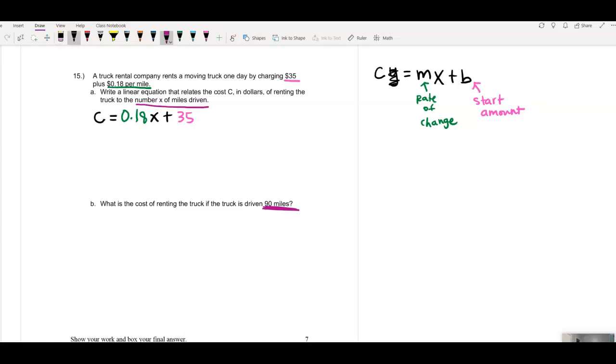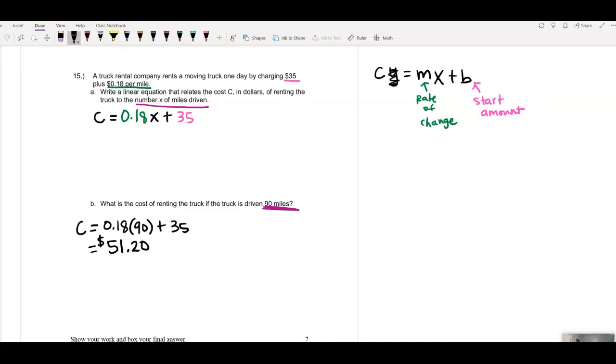So we'll do C, so we want to know the cost of driving 90 miles. So 0.18 times 90 plus 35. Right? And then go ahead and just use your calculator to figure out what the rest of that's going to be. So I got $51.20. So you guys came up with?